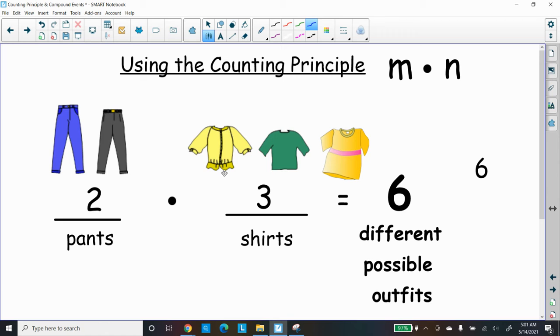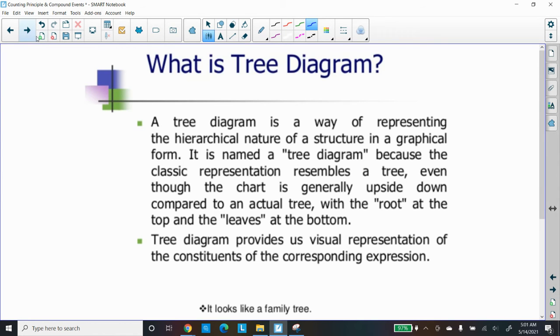And it's a lot easier to do that way than drawing out the tree diagram or listing all the different possible outcomes. So you might like that method better. Counting principle, very handy. So there's the technical definition. If you want to get into that and read all that, go right ahead. I just want to go to the last bullet. Tree diagrams provide us with a visual representation of the constituents of corresponding expressions. So it looks like a family tree.